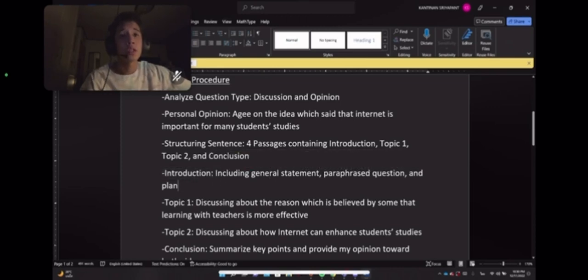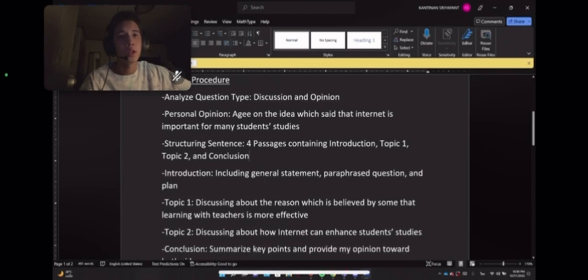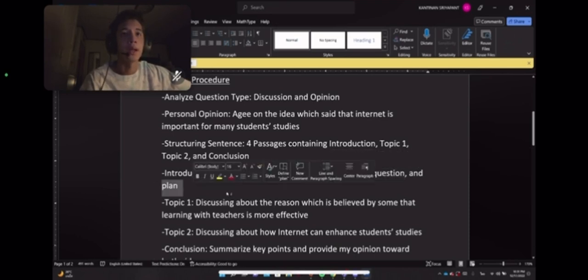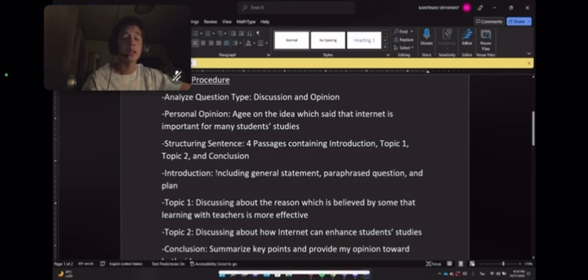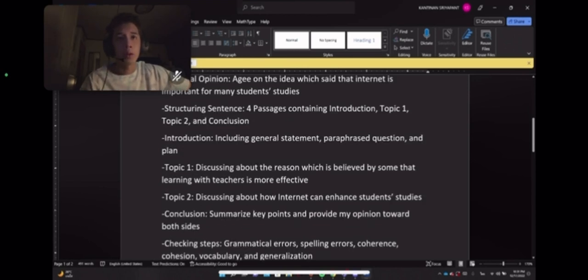So introduction in discussion and opinion type should include a general statement, paraphrase the question, and your plan. These are 3 key features which should be contained in the introduction part. Alright, next is topic 1.